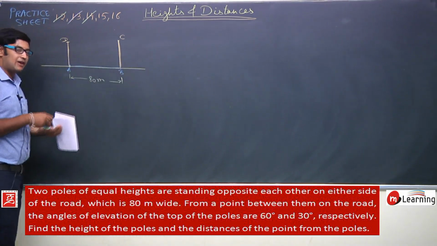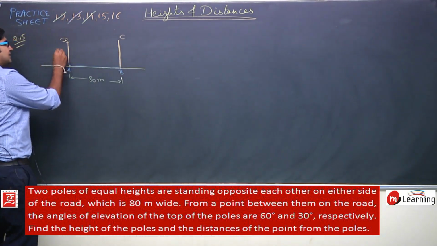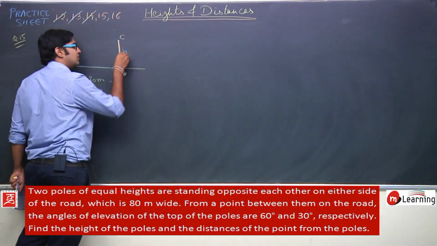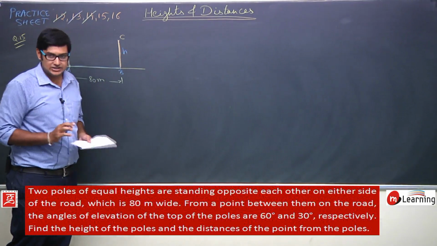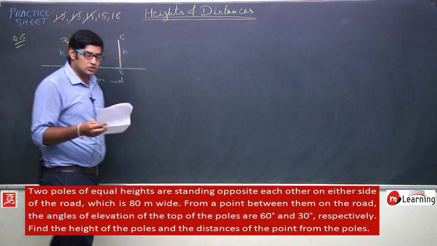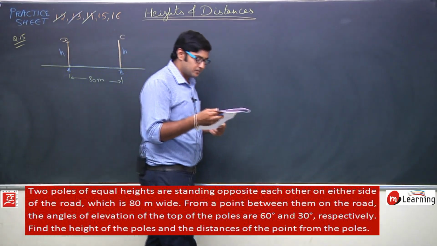Both the poles are of equal height. So can I say that this is, let us say, H. So this will be H also. So the height of the pole I have assumed as H. Till now we have understood the question. Now let us read further.